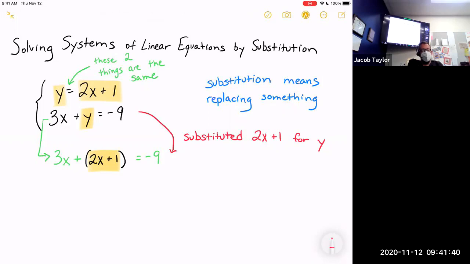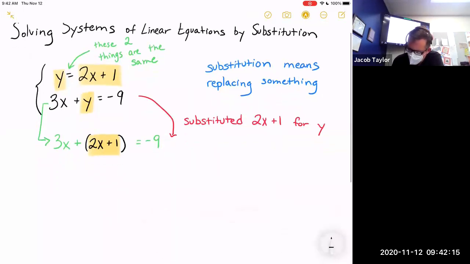That being said, I want you to look at this problem and tell me what was the advantage of doing that substitution? Because it looks like I made the problem way worse. Yes, ma'am. Because how many variables did I have in the original equation? 2. How many variables do I have now that I've substituted? 1. And I can solve an equation that only has 1 variable.